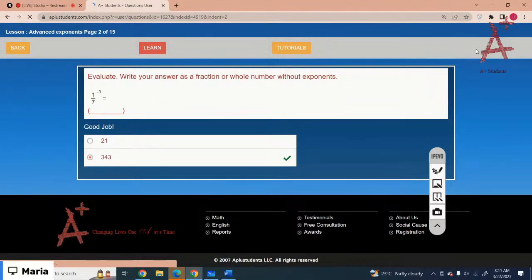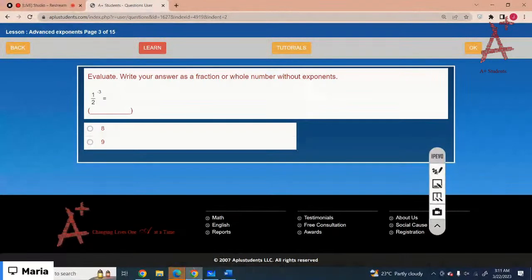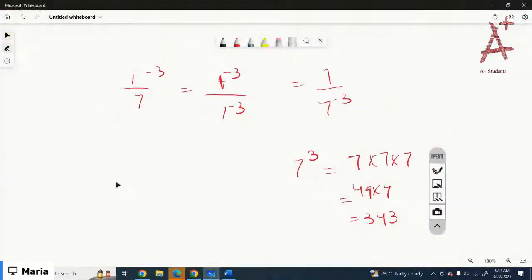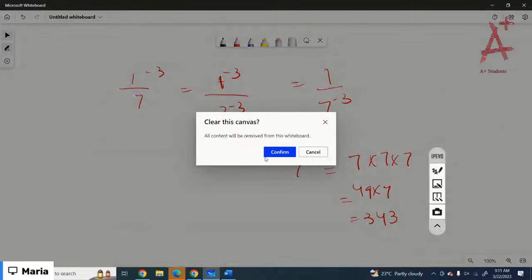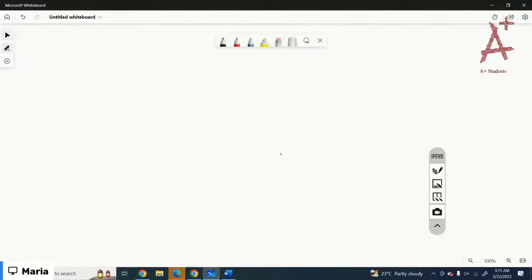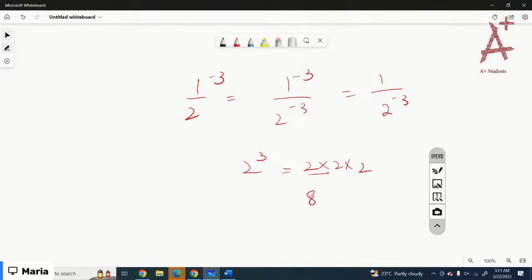Okay, the next one is 1 over 2 exponent negative 3. It would be 1 exponent negative 3 and 2 exponent negative 3. 1 exponent negative 3 is 1, and for 2 exponent negative 3, make the exponent positive by shifting it from denominator to numerator. It would be then 2 times 2 times 2. 2 times 2 is 4, and 4 times 2 is 8. So the correct option is 8.